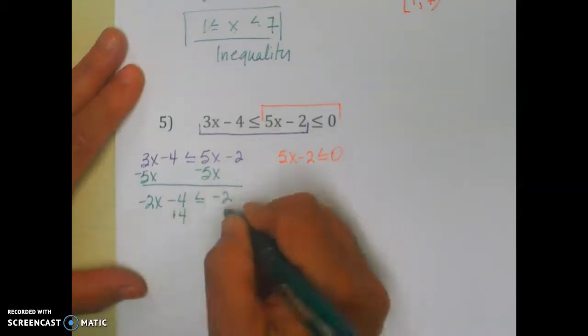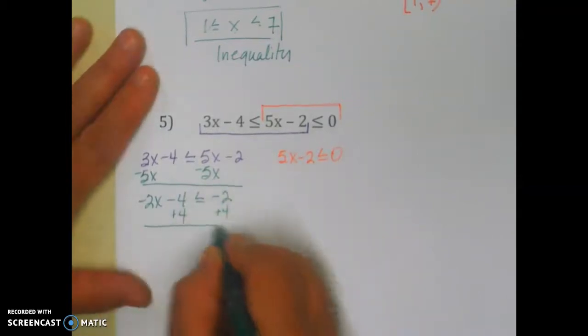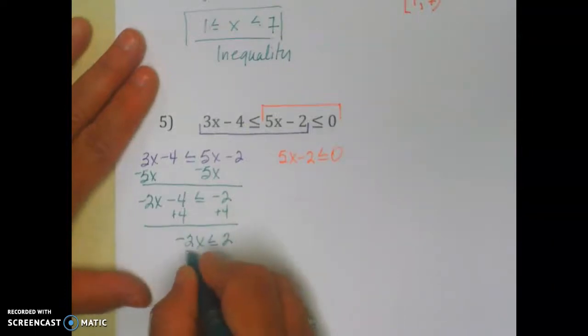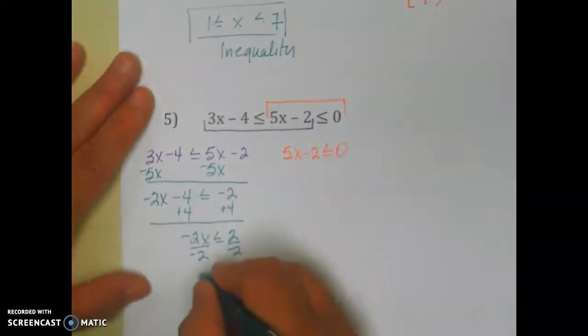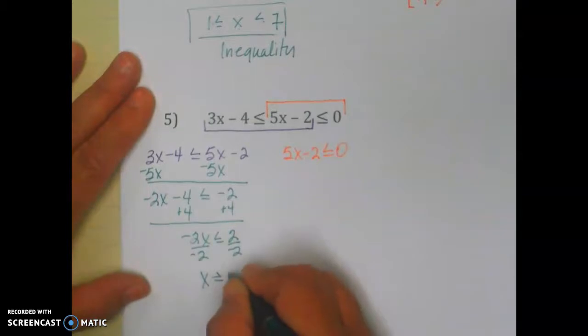I'm going to add 4 to both sides. So I'll try to get the negative 2x by itself. Negative 2x is less than or equal to positive 2. I have to divide by a negative number. And whenever we divide by a negative number, we have to flip the inequality. So this becomes x is greater than or equal to 2.